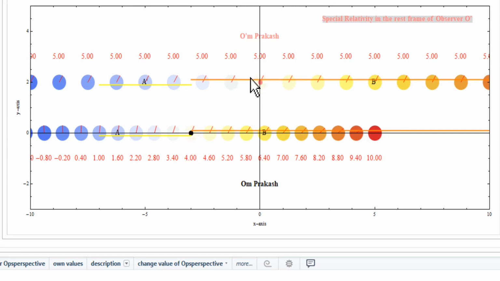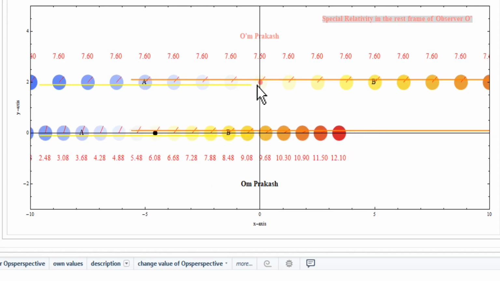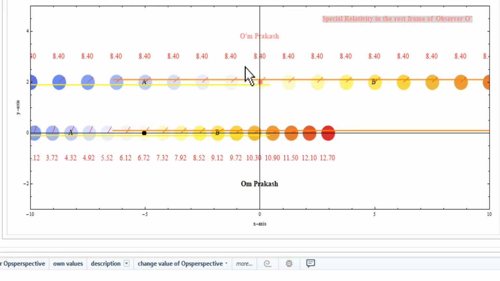So Om prime Prakash is not surprised that Om Prakash concludes that these signals were simultaneous, or the events of the lightning strikes were simultaneous, even though according to observer Om prime Prakash, these events were not simultaneous. It is only much later that the signal from A prime will reach observer Om Prakash and Om prime Prakash will know that lightning has struck at A prime as well.